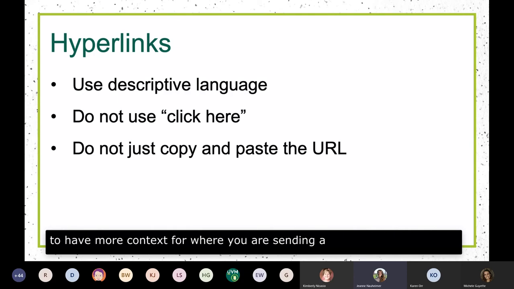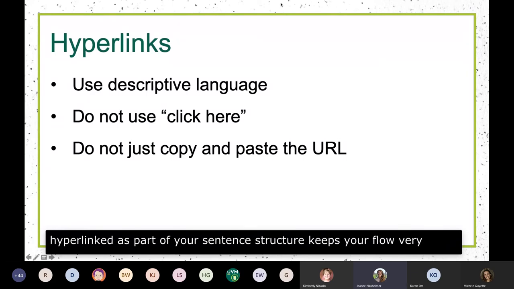If you're linking to another document, making sure that you have in parentheses what kind of file that is is also really important so that you know again where you're going to be navigating to. And not just copy and pasting the URL. Again, URLs are lengthy, they're messy. You don't want that to be read out loud. And visually, that also takes up a lot of space. Having items hyperlinked as part of your sentence structure keeps your flow very nice within a document.